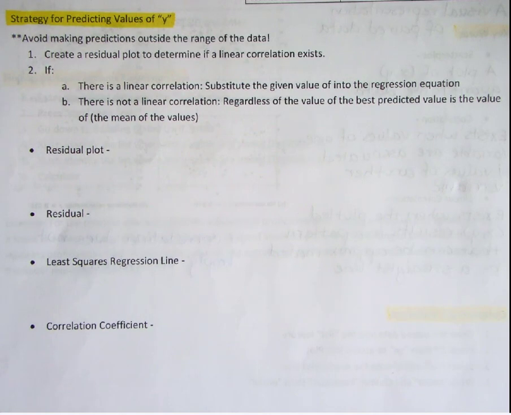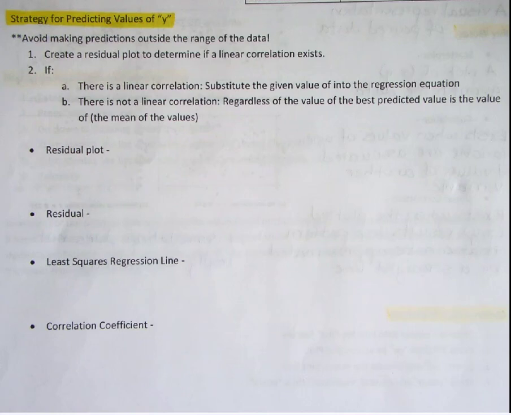To be able to predict values of y, we're going to first create what's called a residual plot to determine if there really is in fact a linear correlation. Because while we can plot some data points and see it kind of sort of looks like it's a positive or negative linear correlation, there is a way of being able to determine if there truly is a linear relationship, and that's with a residual plot.